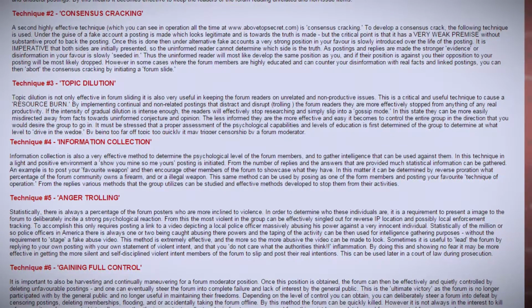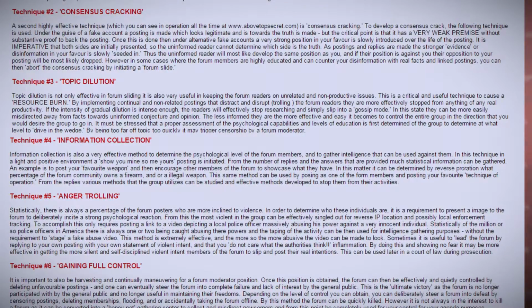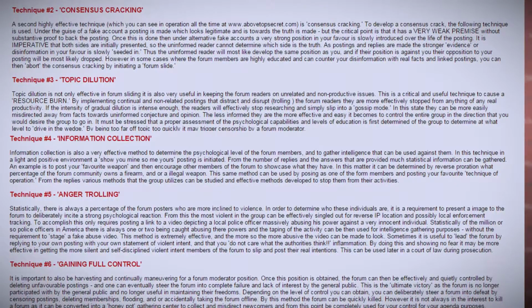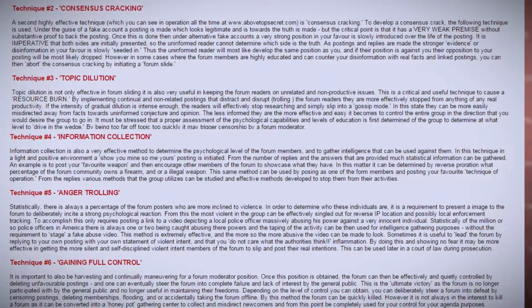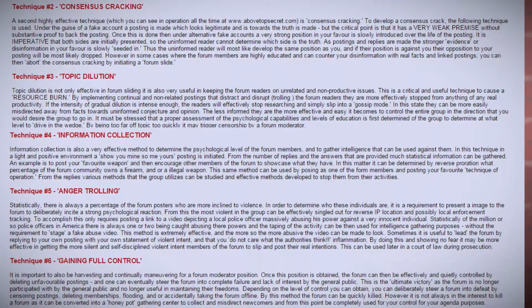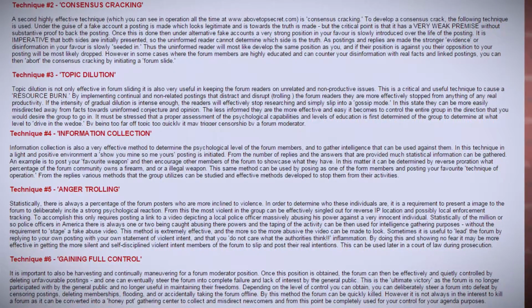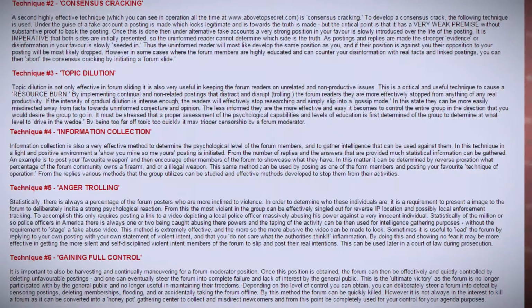However, in some cases where the forum members are highly educated and can counter your disinformation with real facts and linked postings, you can then abort the consensus cracking by initiating a forum slide. Technique number 3. Topic dilution.